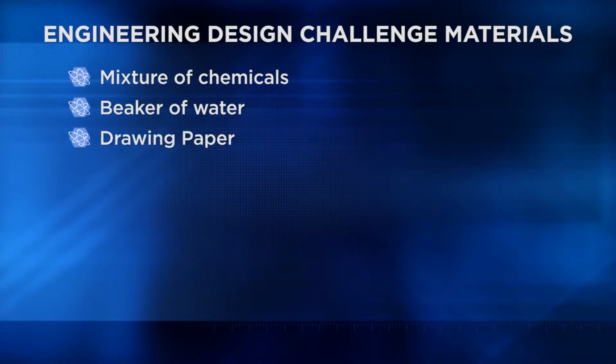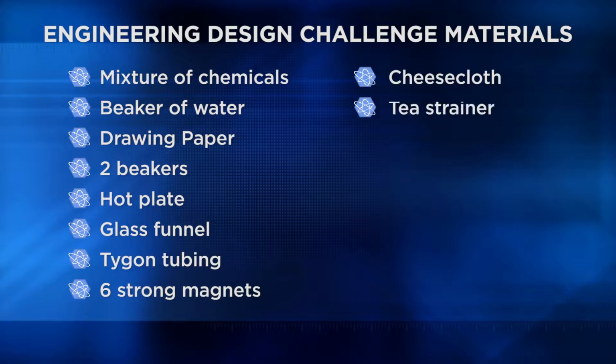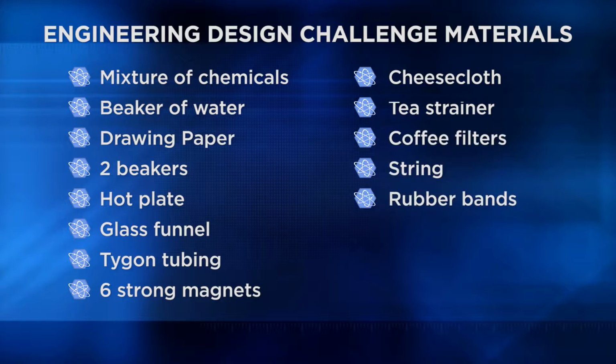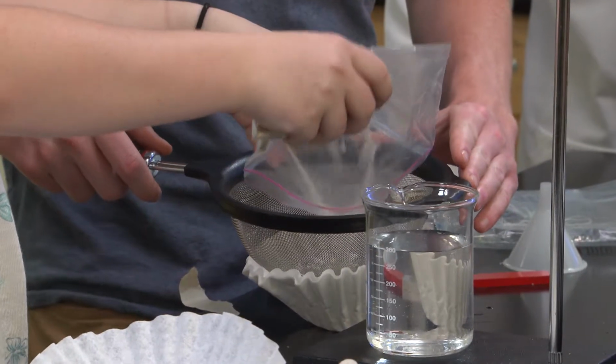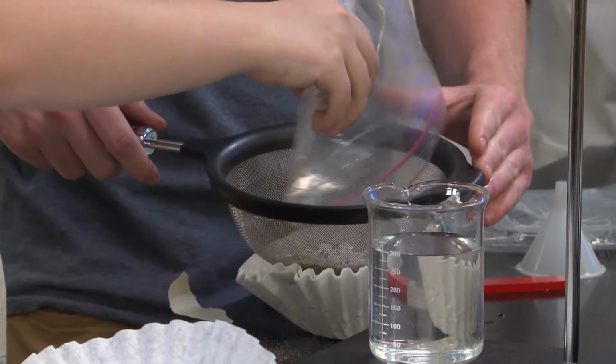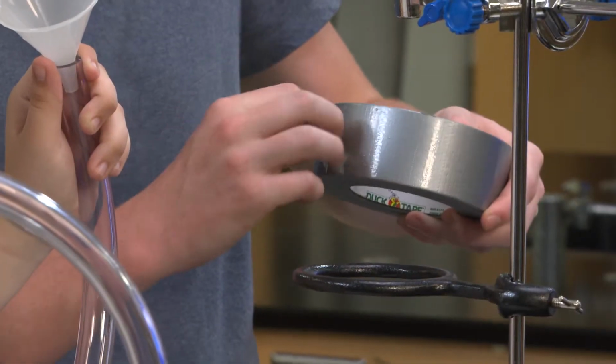You all have drawing paper, 2 beakers, a hot plate, a glass funnel, Tygon tubing, 6 strong magnets, cheesecloth, a tea strainer, coffee filters, string, rubber bands, paper clips, duct tape, and a ring stand to hold the funnel if needed. Your challenge is to design a method to separate all the components from each other cleanly, using the smallest number of steps possible. Extra credit if you can successfully separate and collect the water from the mixture.